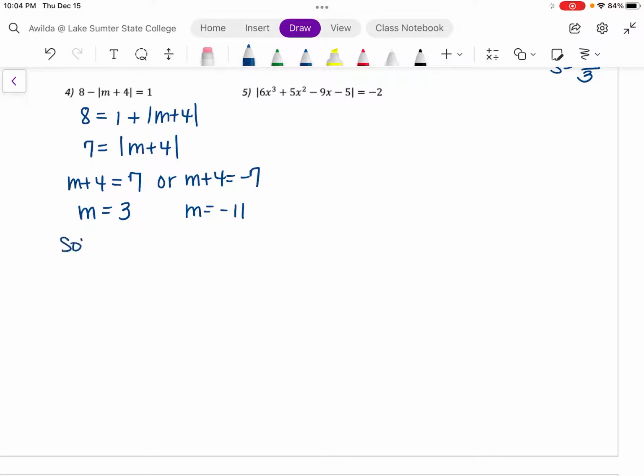So the solution set here includes two values. M could either be +3 or m could be -11. In the next example, we might get the impression that there's a lot of work to be done.